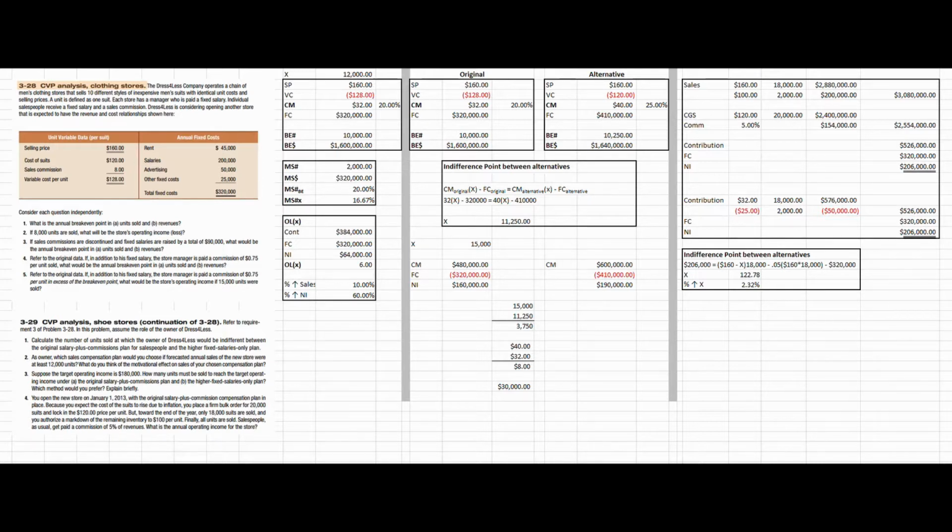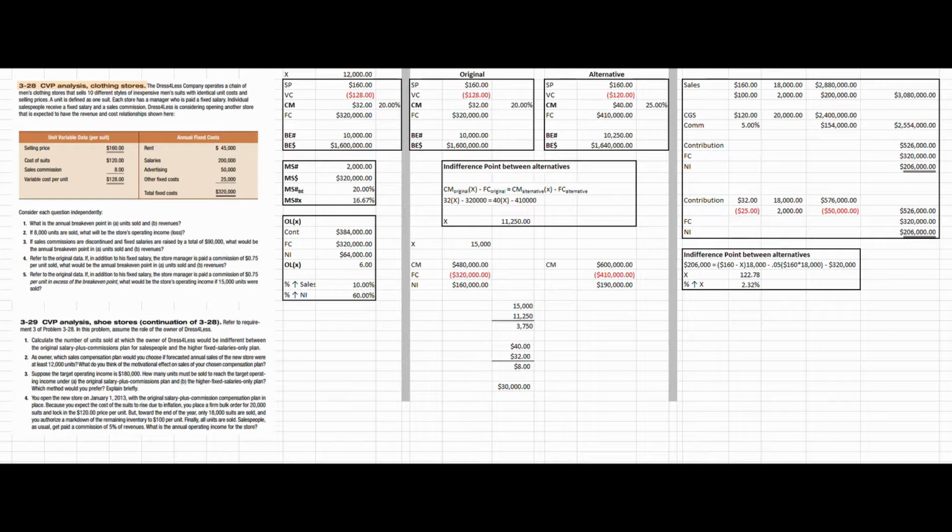Well, 12,000 units is 2,000 units in excess of my break-even point, and each unit sold generates a contribution of $32, so that would be a positive net income of $64. What would be my net income if my expected or actual level of sales is 10,000 units? Well, it would be 0 because that's my break-even point.